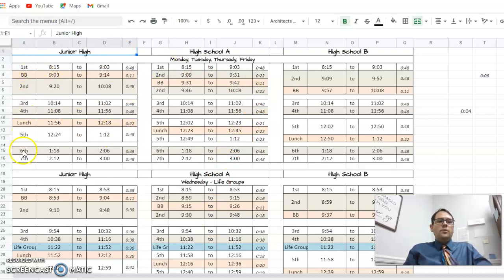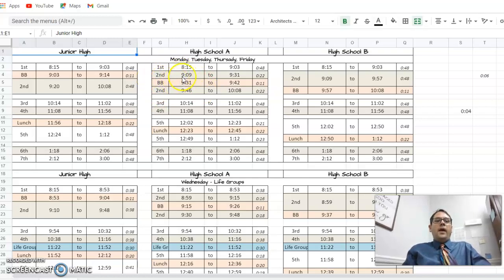On the left column of each is your periods: first period, breakfast break, second, third, fourth, lunch, fifth, sixth, seventh. Start time to end time. And then the far right is the minutes of each class. That does not include the 6 minutes that the students get to switch classes.